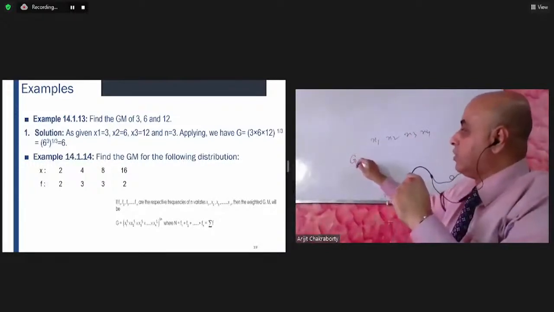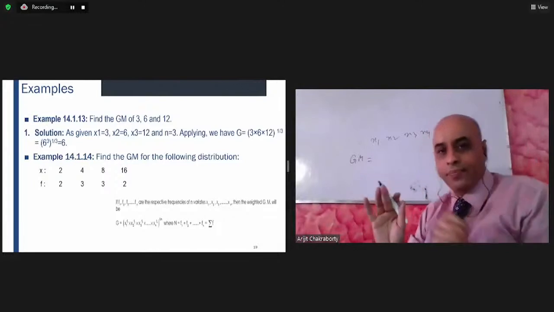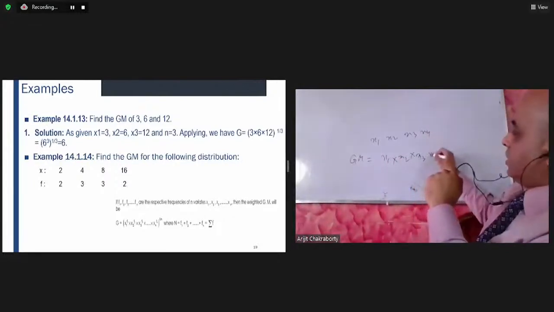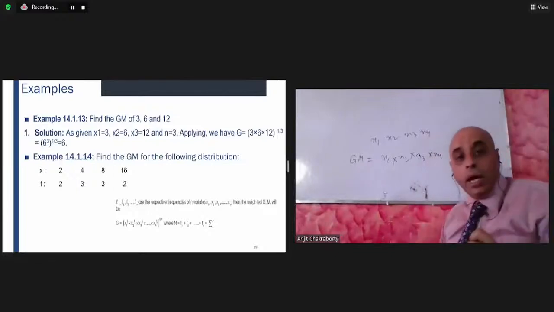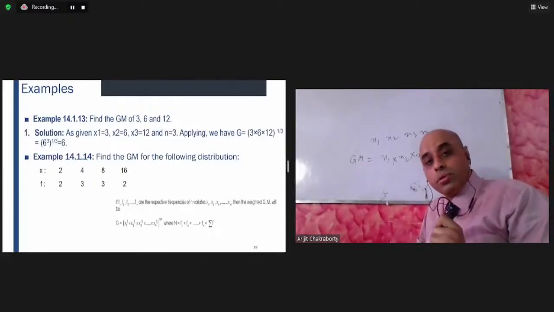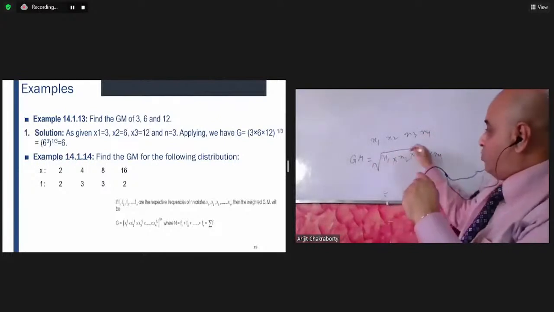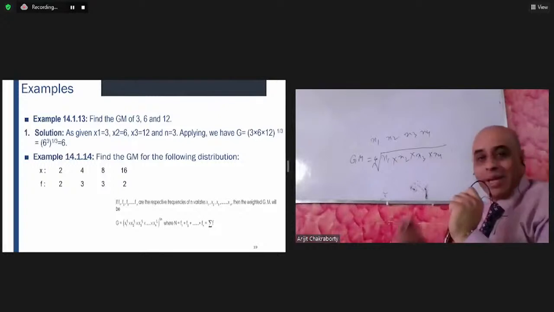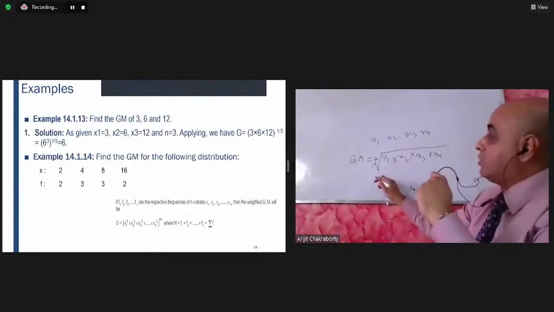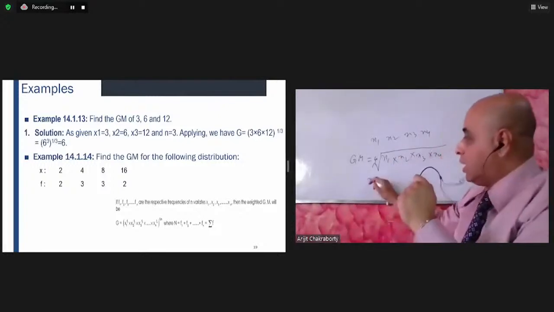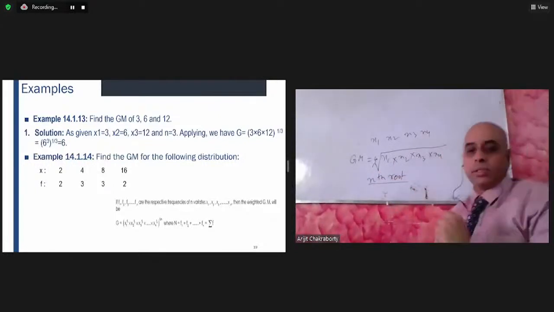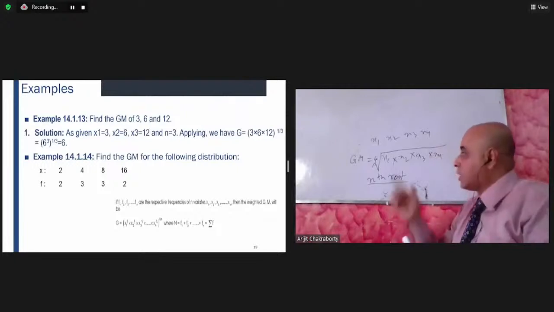The GM will be, first, step 1, you multiply: x1 into x2 into x3 into x4. Now you have to find the fourth root. I write 4 here, fourth root. So if you have n numbers, then the GM will be the nth root. Please remember, this is the concept of GM, and that is the formula.